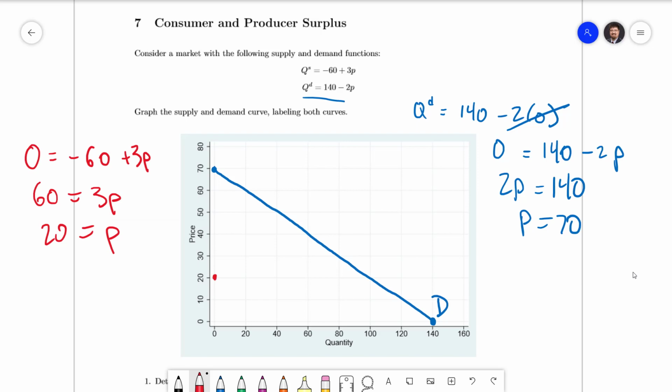Supply curves are upward sloping, and we can see that the slope here is 3. This means that every increase in price accompanies an increase of 3 in the quantity. So if we were to go up by 10, we would need to go over by 30, and if we were to go up by 20, we would go over by 60, and so we can see that 60 and 40 needs to be on this curve. We can then just draw this in. Label that with an S.